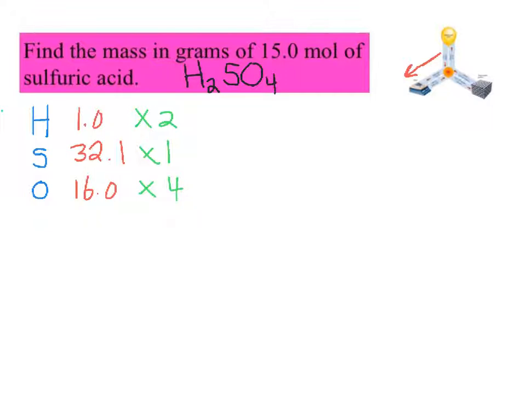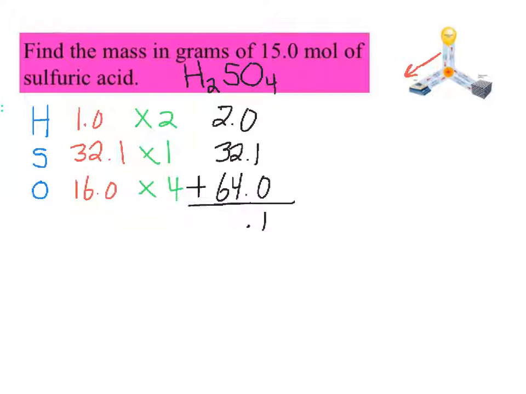So hydrogen is going to give me a total weight of 2. Sulfur is going to give me a total weight of 32.1. And then 16 times 4 is 64. So to find the molar mass, all I have to do is add all these values up. And let's see, I get a value of 98.1 grams per mole of sulfuric acid.